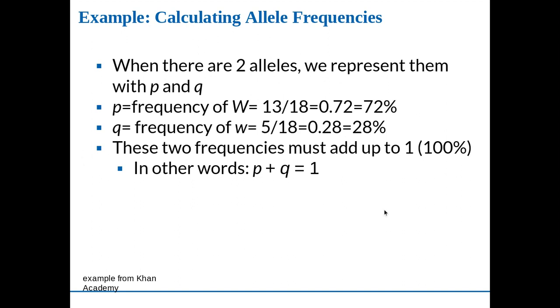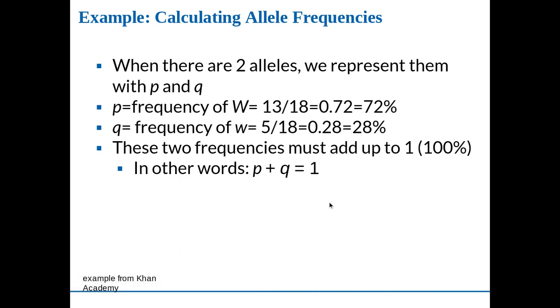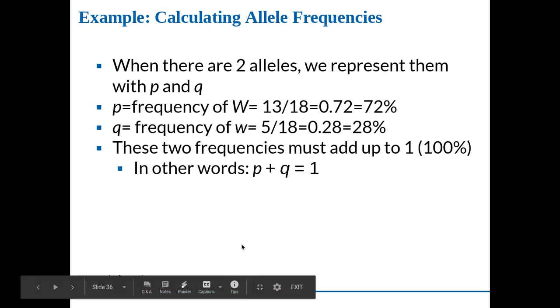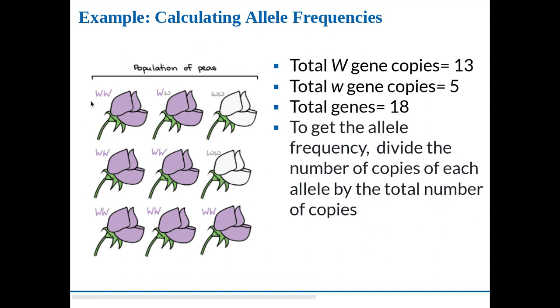And when we add those up together, we're going to get 1 if we add the decimal version, or 100% if we add the percentages. So P plus Q still equals 1. That means that if you have P, you can find Q, and if you have Q, you can find P, as long as you have 1. It's also important to note that these are the frequencies of the allele itself. So remember, not the genotype big W, but just how many big W's there are.